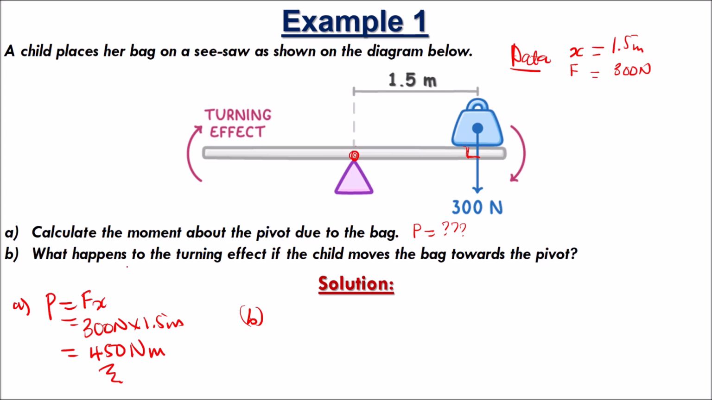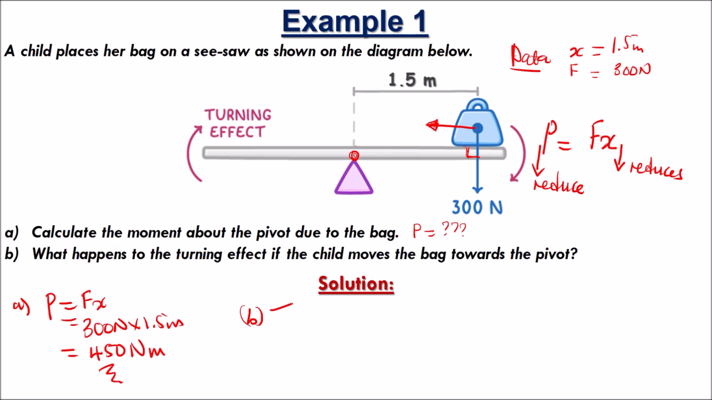Item B says, what happens to the turning effect if the child moves the bag towards the pivot? If the bag is moved towards the pivot, what happens to P, the turning effect? Remember, the moment measures the turning effect of a force. Now, from the equation, moment is equal to force times perpendicular distance. If the force increases, P increases. If the distance increases, P increases. In this case, the child is moving the bag towards the pivot, meaning the distance is reducing.